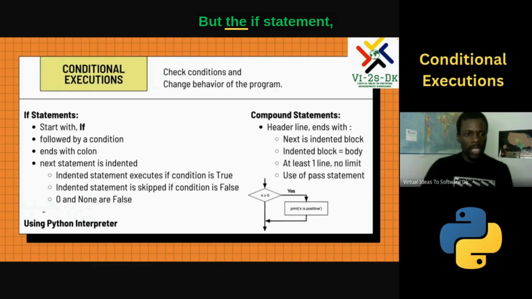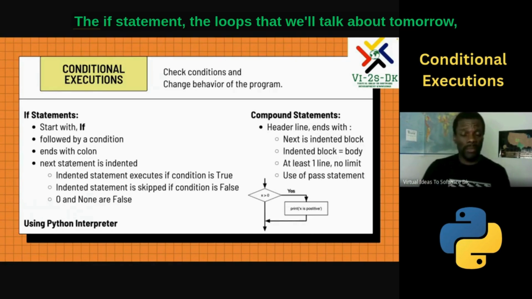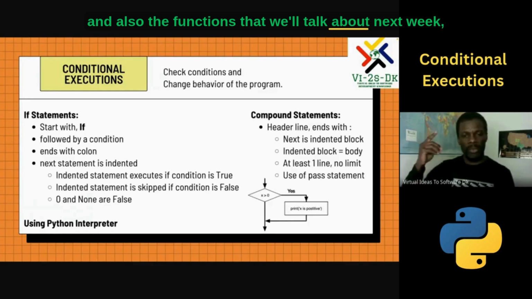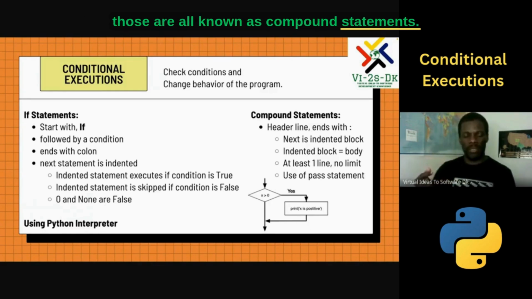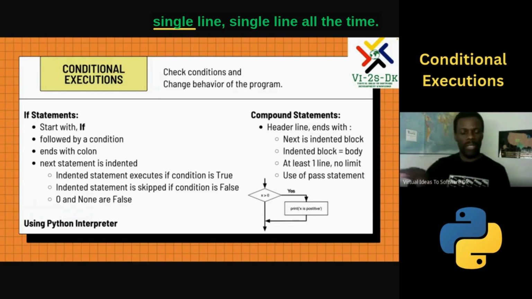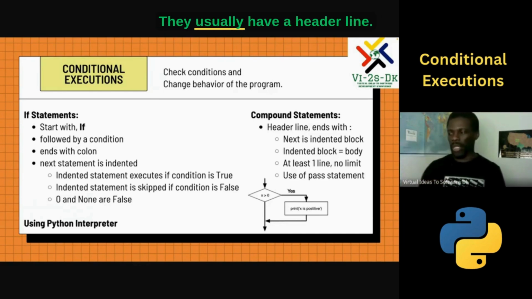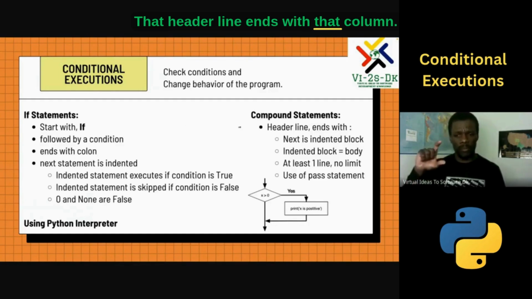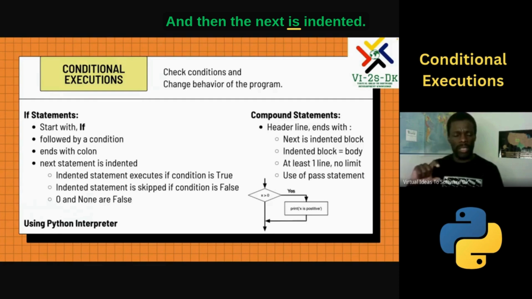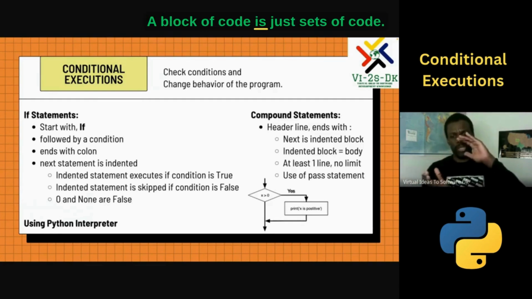But the if statement, you see a lot of statements that look like this. The if statement, the loops that we'll talk about tomorrow, and also the functions that we'll talk about next week. Those are all known as compound statements. We have been using simple statements so far, single line all the time. But now we want to use multi-line statements. Those are compound statements. They usually have a header line. That header line ends with that colon. And then the next is indented. The next is known as a block of code. A block of code is just sets of code.